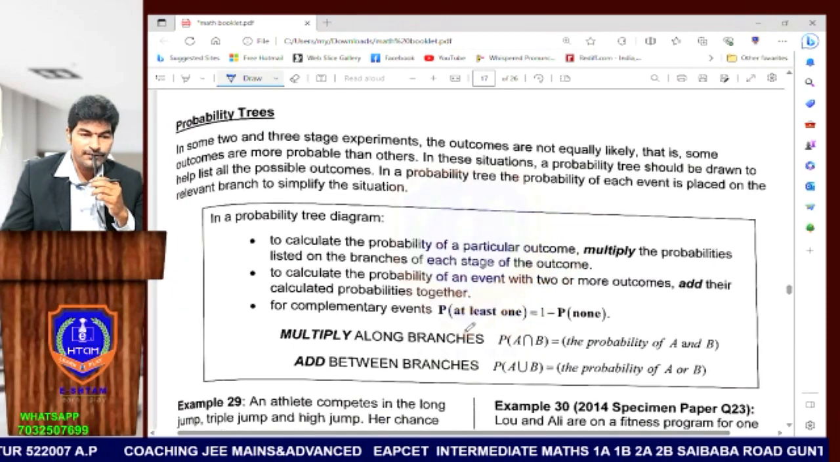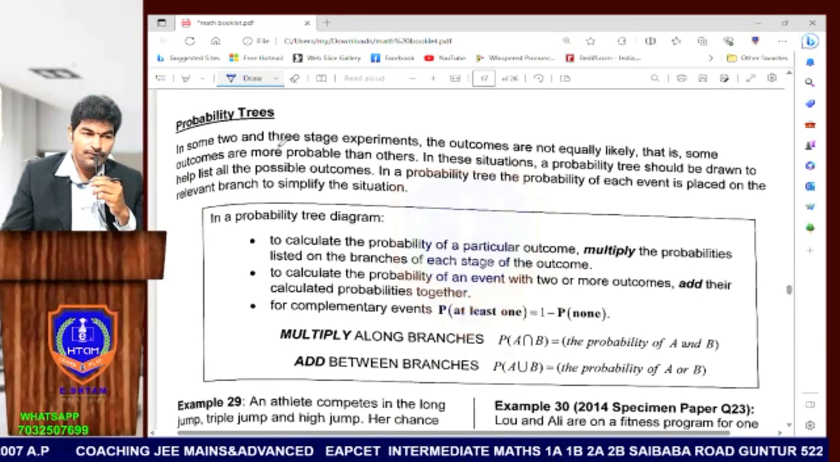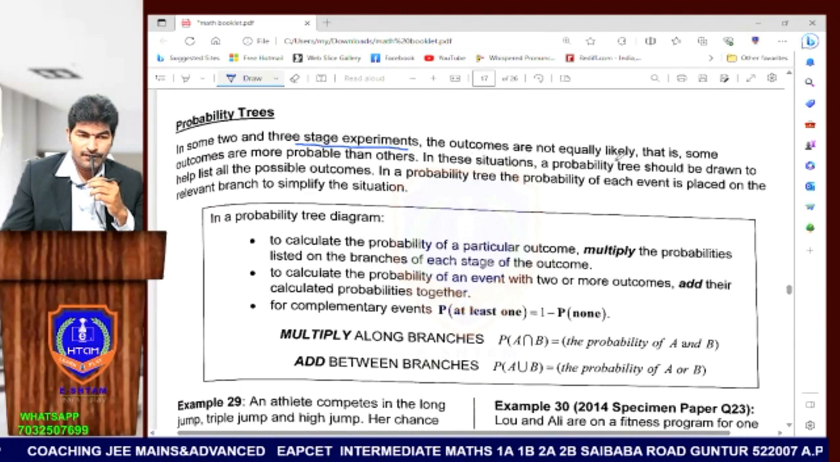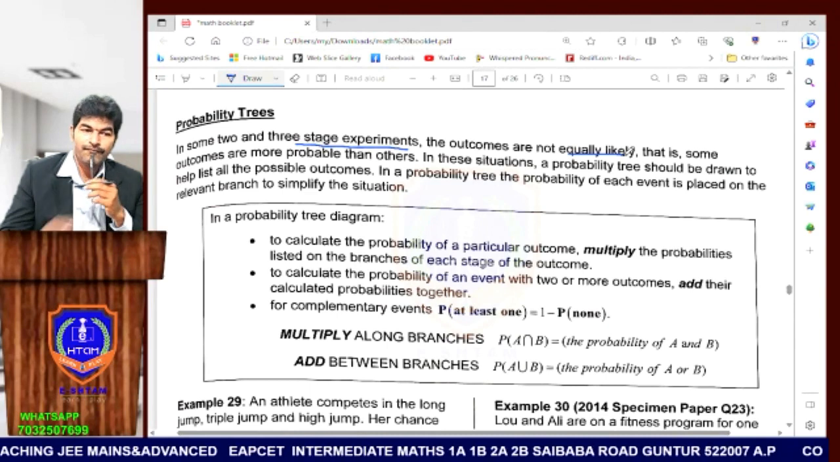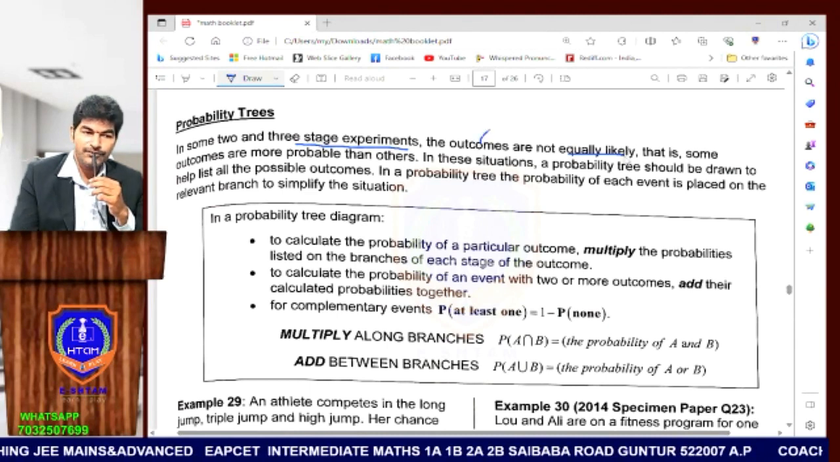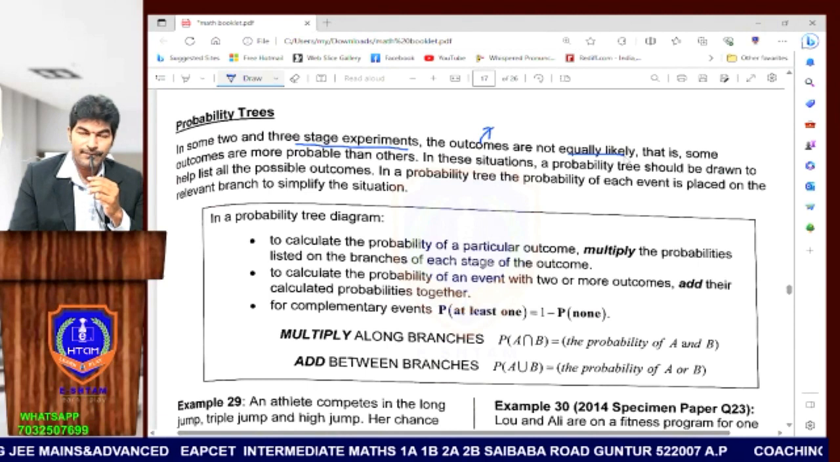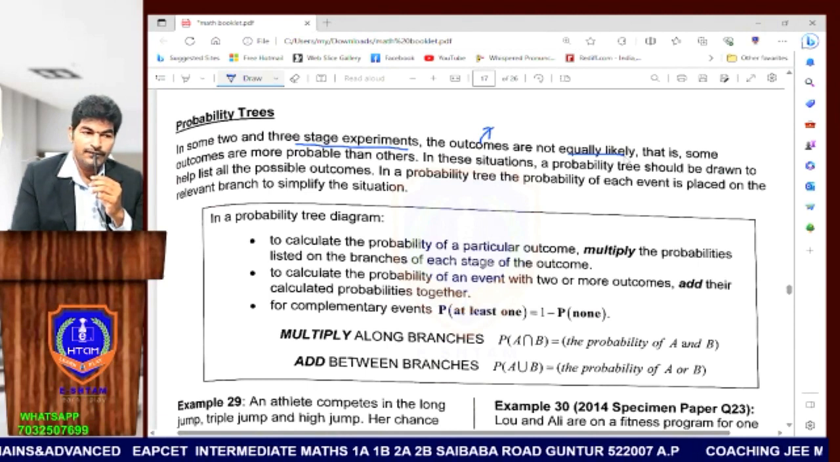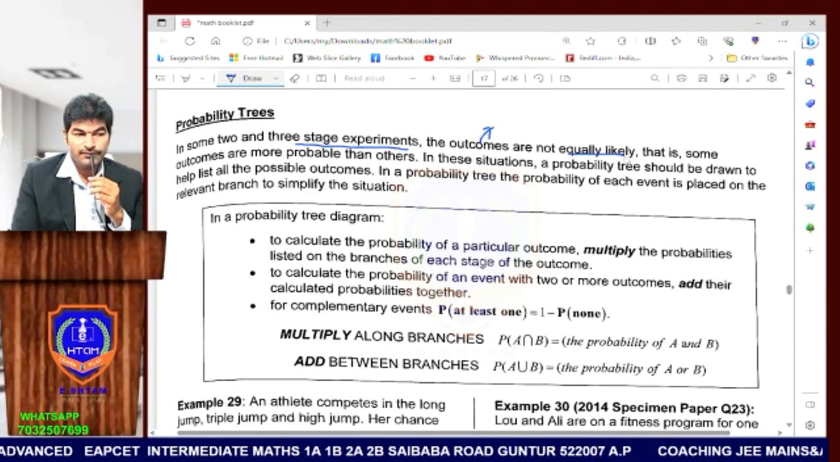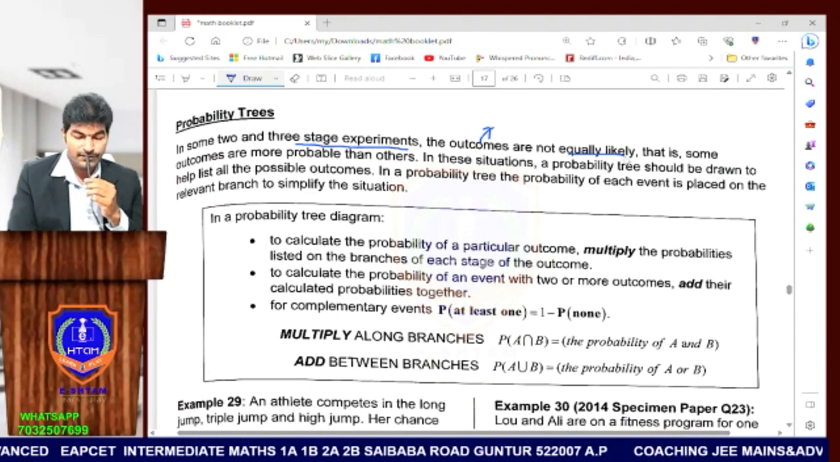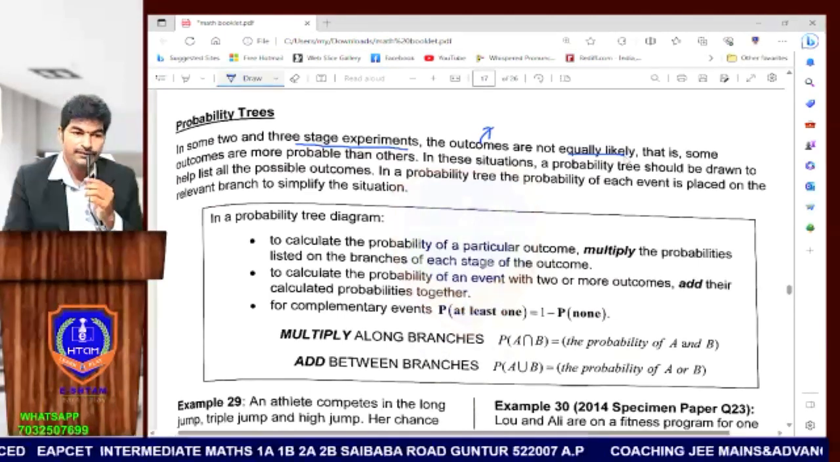Yeah, probability trees. In some two and three stage experiments, the outcomes are not equally likely. Outcomes means what are the events happening in the experiment. So how many stages in the experiment? Two or three stages, which we already discussed.